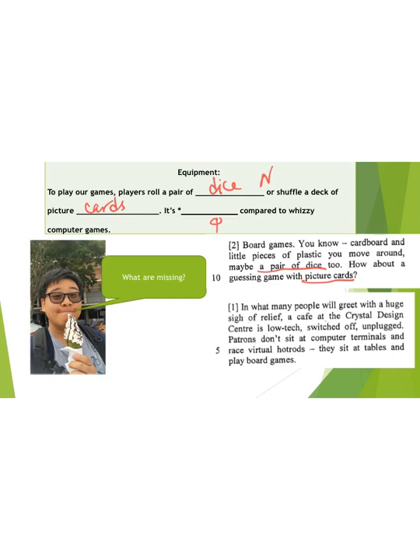For the final blank, after it is, we know that we need an adjective, and this one is quite challenging because you need to understand the whole passage and try to figure out the meaning and what is missing there. So when compared to Wizzy computer games, board games are relatively low tech. So this is a rather difficult one.